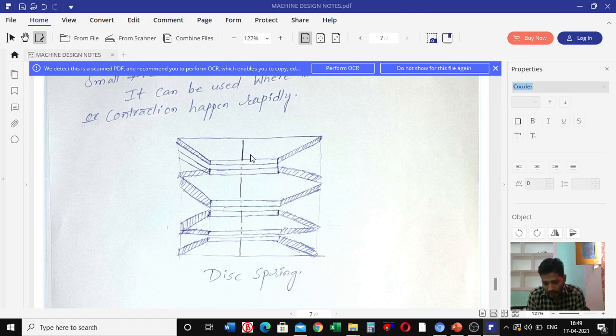The disc spring can exert constant pressure throughout the object, and also provide high load in a small area. Then it can be used in thermal expansion, as well as in contraction. Wherever the contraction happens rapidly, we use the disc spring.